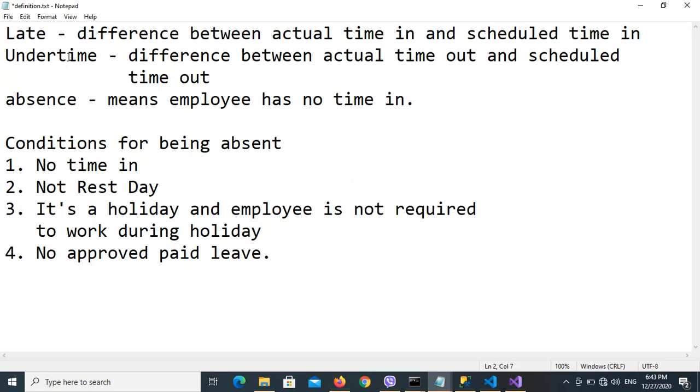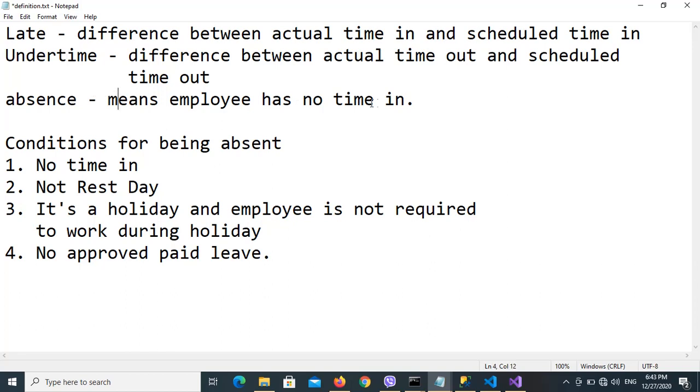Now, regarding undertime, it is the difference between actual timeout and scheduled timeout. So it means if your actual timeout is before the scheduled timeout, then it is considered undertime. For example, if your scheduled timeout should be 5 p.m. and your timeout is, let's say, 4 p.m., then it is considered as an undertime.